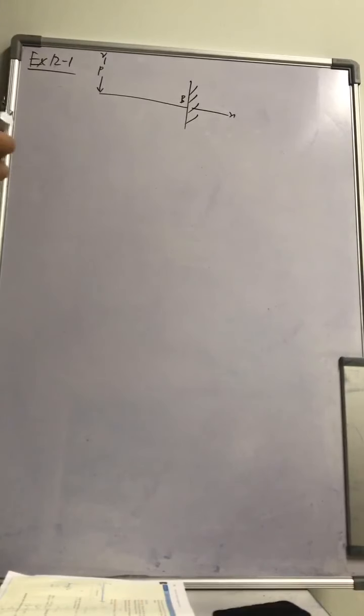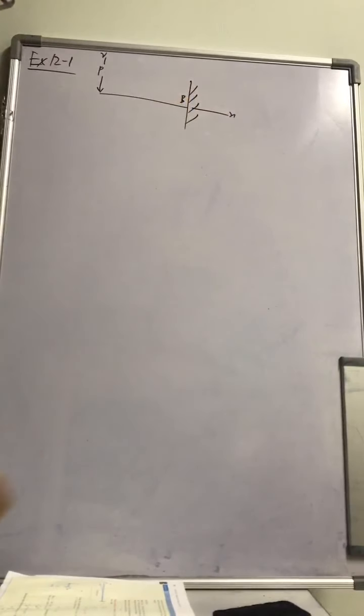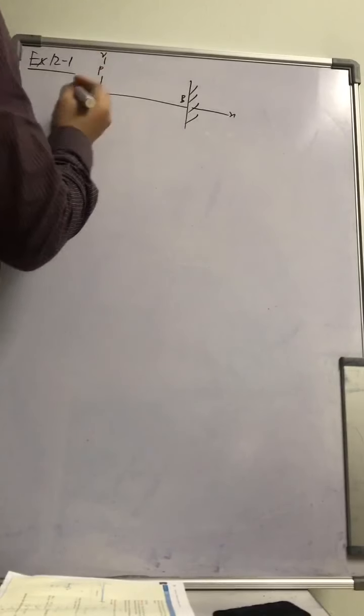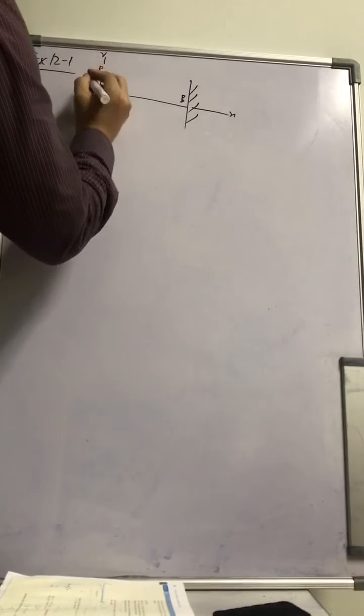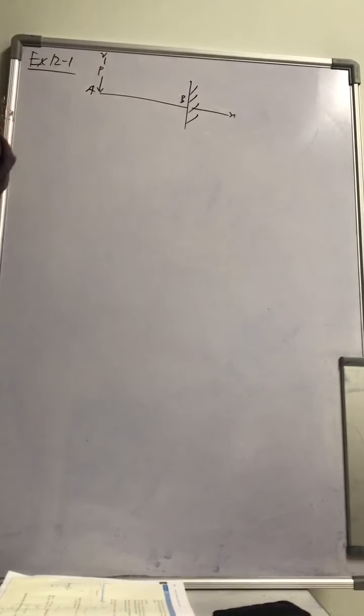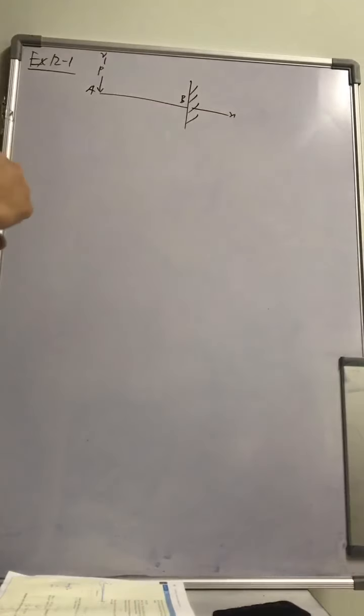Let's look at example 12.1. We have a cantilever beam fixed at one end, point B, and at point A a vertical load of magnitude P is applied. You're given that this is the x-axis, and this is nu, where nu is the deflection.